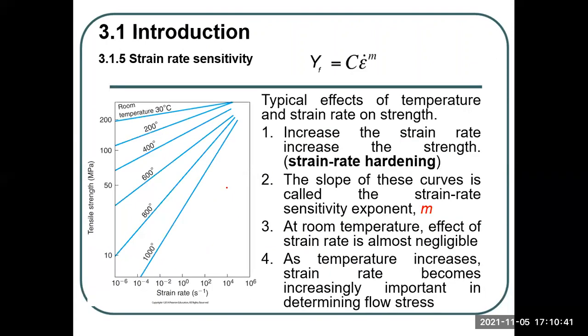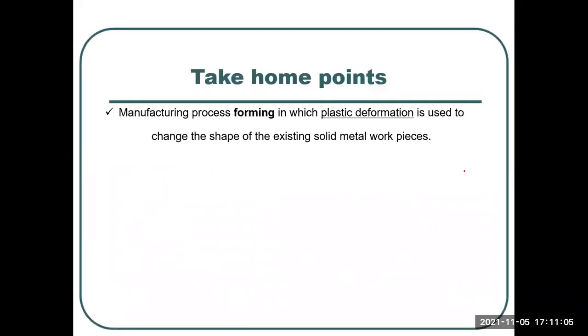And in this one, you can see that with different temperatures, the strain rate performs in different ways, right? Increasing the strain rate will increase the stress, because the curve is always going up. The slope is considered the strain rate exponent, and at room temperature you can see there is roughly no change. So this is strain rate sensitivity. These are the take-home points.